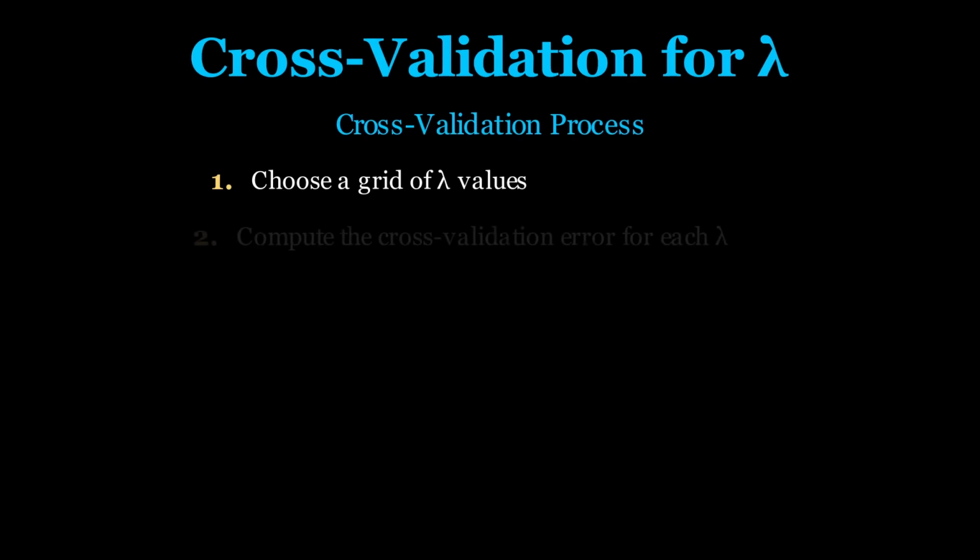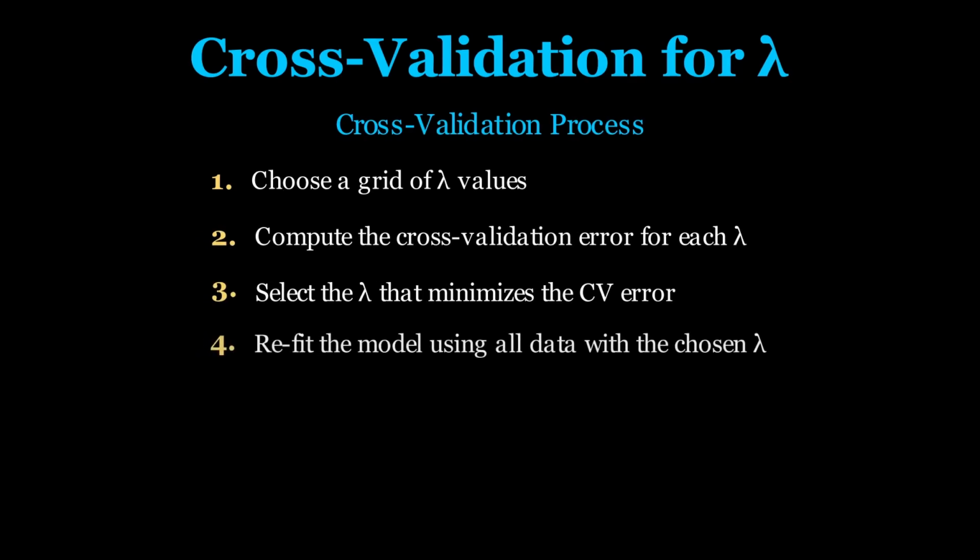Selecting the right value of lambda is crucial for both ridge regression and the lasso. Cross-validation is a widely used method for choosing this tuning parameter. The process involves 4 steps. First, choose a grid of candidate lambda values. Second, for each lambda, compute the cross-validation error. Third, select the lambda that gives the lowest cross-validation error. And fourth, refit the model on all available data using the chosen lambda.